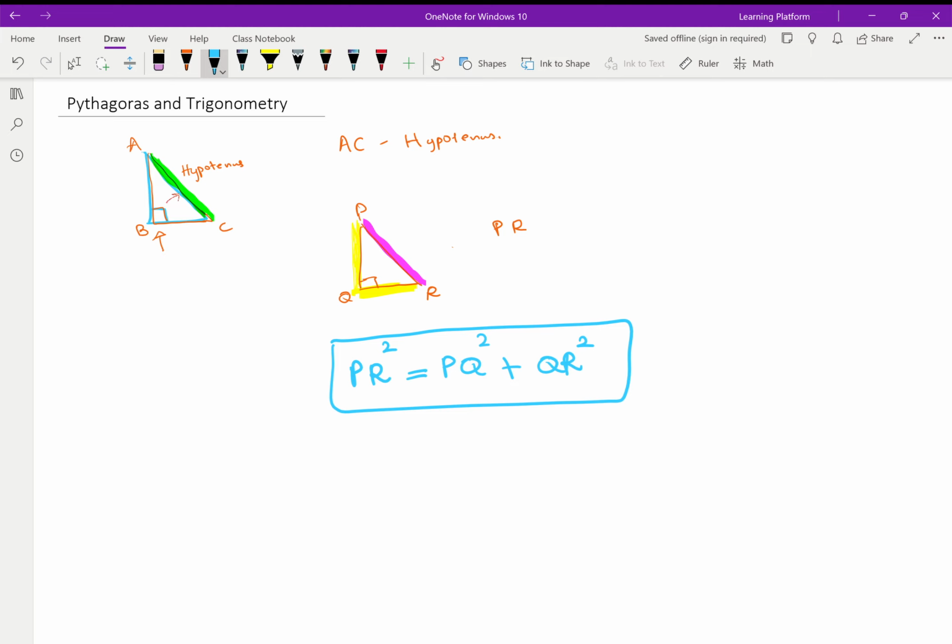Shall we write the same theorem to this triangle? So what is the hypotenuse? AC. AC squared, that is the longest side squared, equals to AB squared plus BC squared.